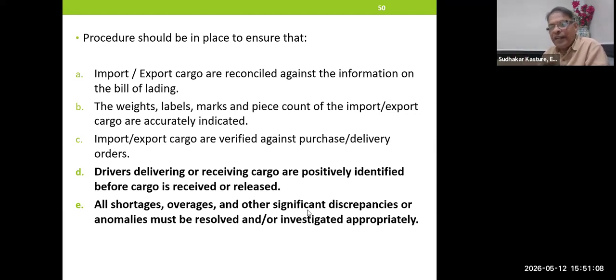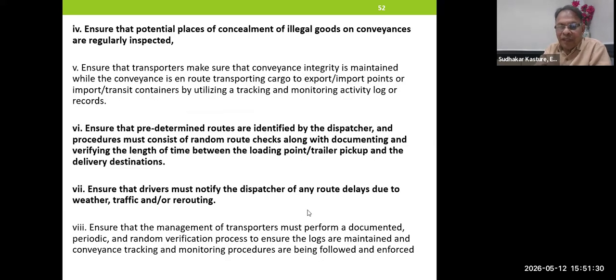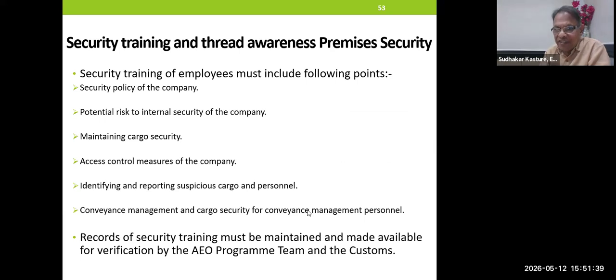So very strict monitoring is what is expected, because the moment you talk safe framework, the moment you talk security, please remember this has to be done. There is no other option. Conveyance security, require operators to report actual or suspicious incidents. These are all listed and these are taken from the best practices of the world and what government has communicated. So you can look into this.